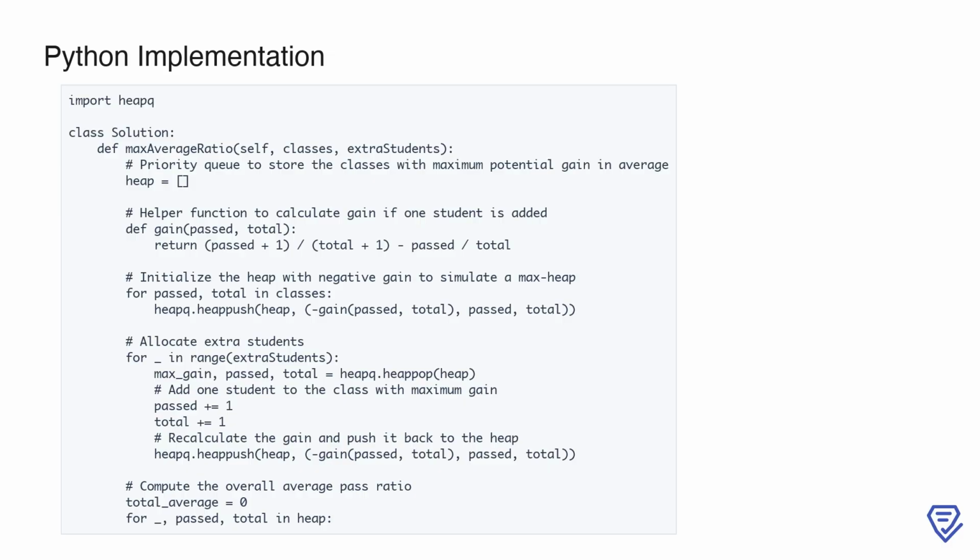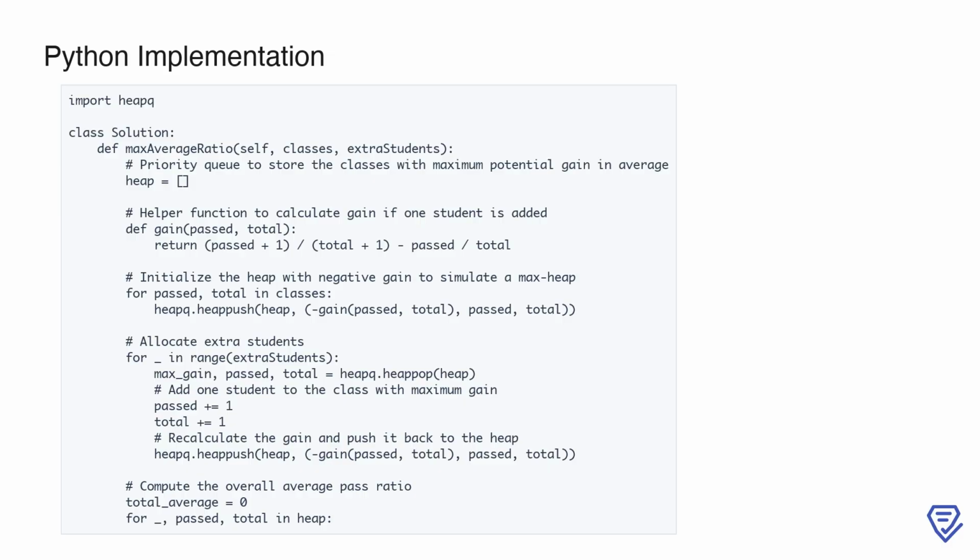To mimic a max heap, we push the negative of the gain into the heap. For each class, we calculate the potential gain from adding a student and push a tuple containing the negative gain, the current number of past students, and the total students into the heap.